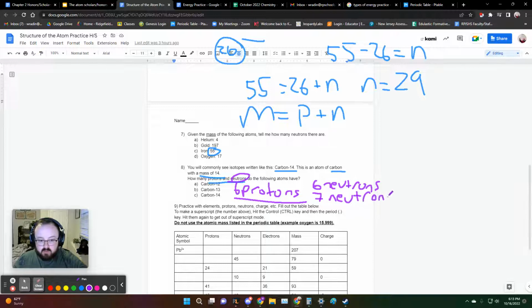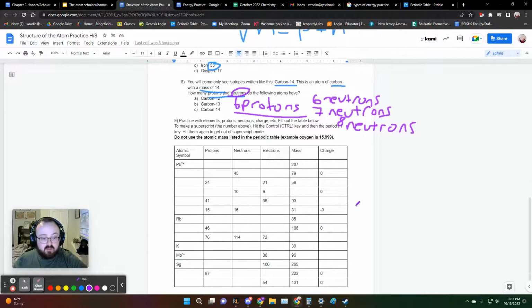And carbon-14 has 8 neutrons. Because they all have the same amount of protons, but their neutrons are different. This is what makes them isotopes.